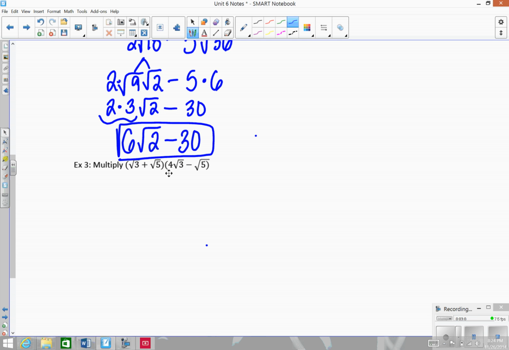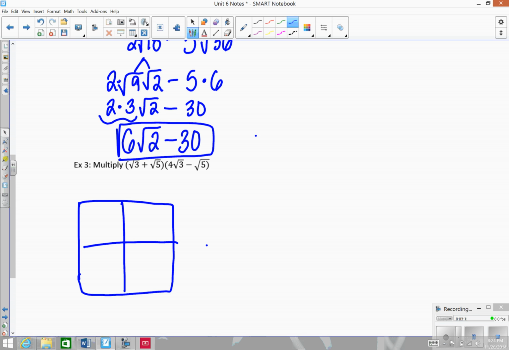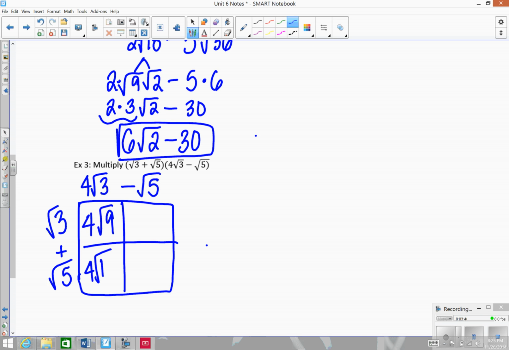So here I'm going to multiply 2 radical terms times 2 more radical terms. So I'm going to use the box method that we learned when we multiplied a binomial times a binomial. So I'm going to just apply that here as a way to help organize this. So radical 3 plus radical 5 on one side. Then I'm going to have 4 radical 3 minus radical 5 on the other. And then we're just going to multiply every single piece. So 4 times radical 3 times radical 3 is going to be the square root of 9. Then I'm going to have here 4 times the square root of 15. Up top here I'm going to have a negative 1 times the square root of 15. And then down below I'm going to have a negative square root of 25.